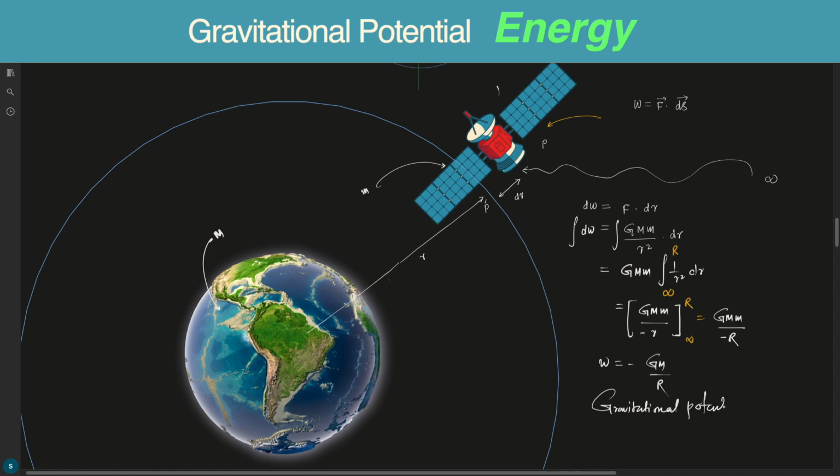The gravitational potential is equal to minus GM by r. So this is the very basic idea, the calculation of the gravitational potential.